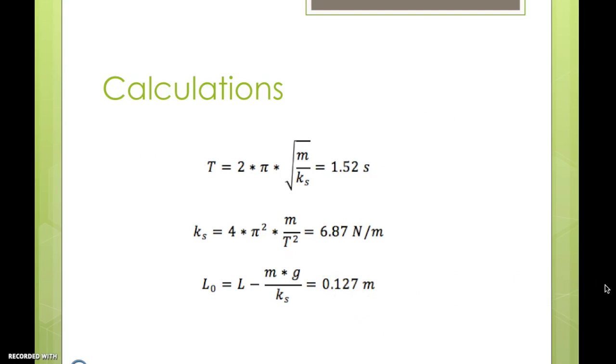I had to do some calculations based on my tracker data to get some of the conditions for my model. I found the period by looking at my data and finding how long it took to make one oscillation. I then manipulated this equation here to solve for the spring constant. I then found L naught by setting the magnitudes of the spring and gravitational forces equal to each other, and then setting the equation so that I was solving for L naught, or the relaxed length of the spring.